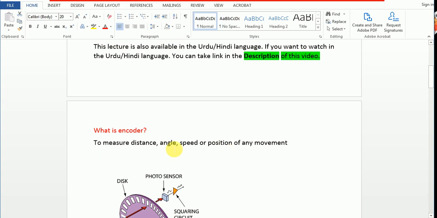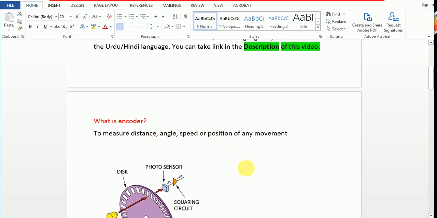So the first question is, what is an encoder? Encoders are used to measure distance, angle, speed and position of any movement. Any movement, but we mean linear movement or rotating movement. So we will use an encoder to measure distance, angle, speed and position.